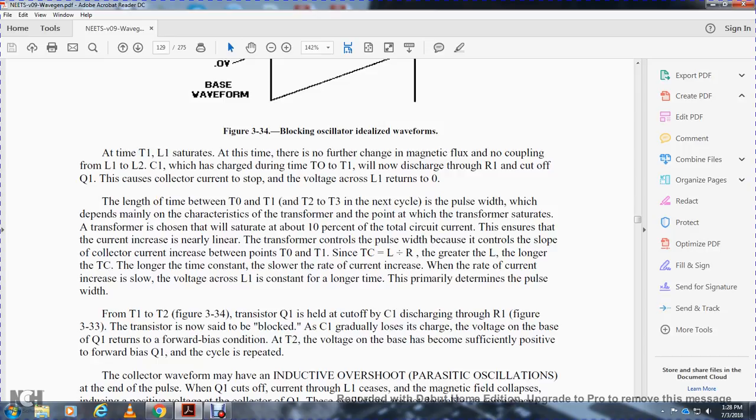The time constant is equal to the inductance divided by the resistance. The longer the time constant, the slower the rate of the current increase. When the rate of the current increase is slow, the voltage across inductor 1 stays constant for a longer time. The primary determines the pulse width.